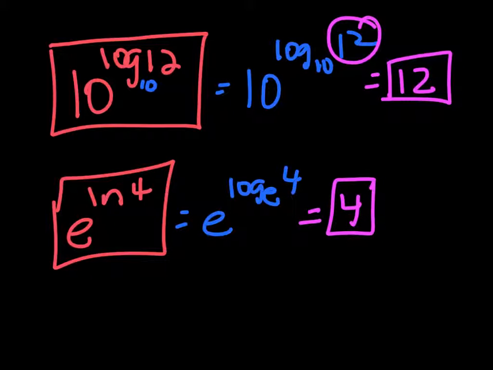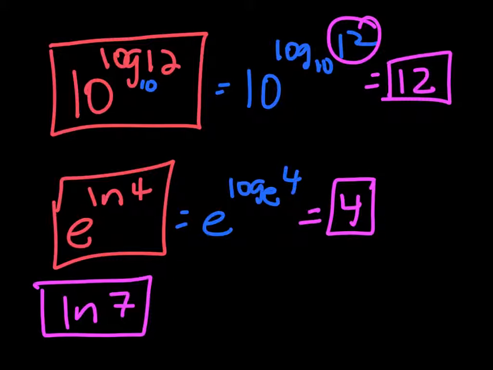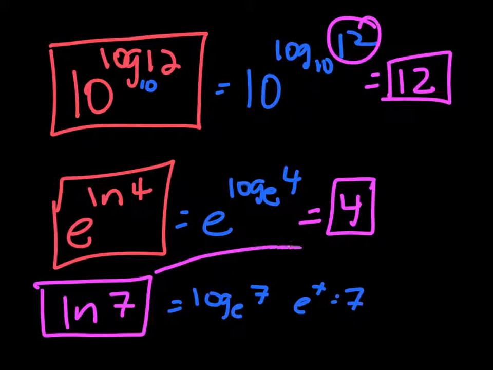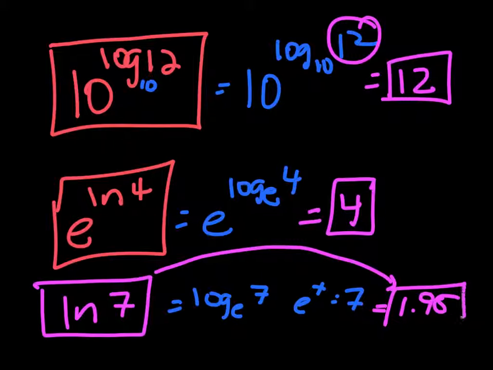And last one, if I give you ln of 7, there's nothing you can do on this. This is log base e of 7. There's no way to simplify it. You can't think in your head e to what power is 7. So you're just going to have to type in natural log of 7 in the calculator, and that's going to give you 1.95. This is just plug it in the calculator. There's a natural log button on the calculator that you'll press.